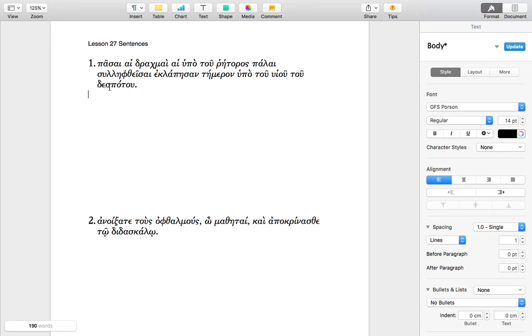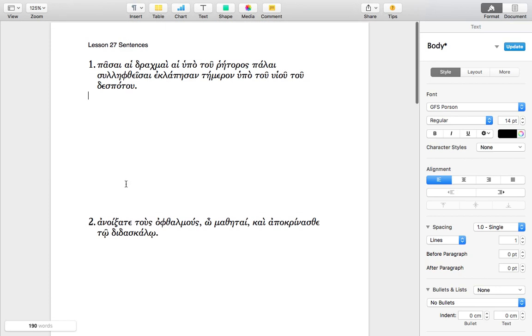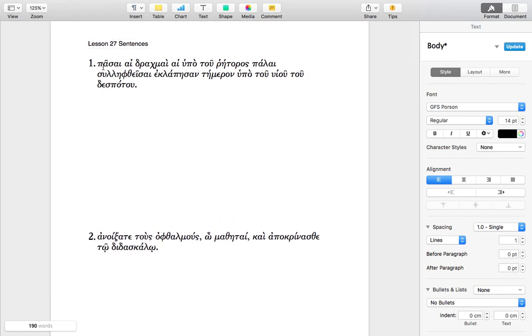So I've taken all of the sentences out of your textbook, and I've put them in this file here, and I'm just going to go over them with you. Okay, so without further ado, let's do sentence 1 together. Passai hai drachmai hai hupa tu retoras palai sulephthesai eklapesan temeron hupo to huyu to despatu. Okay, this one's actually kind of complicated. Let's see what we can do here.